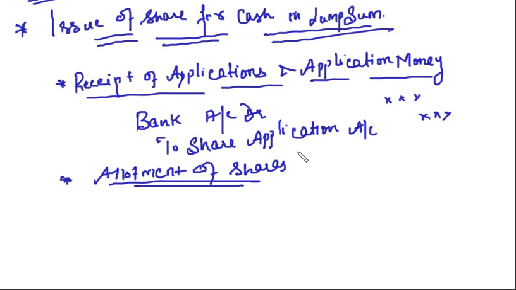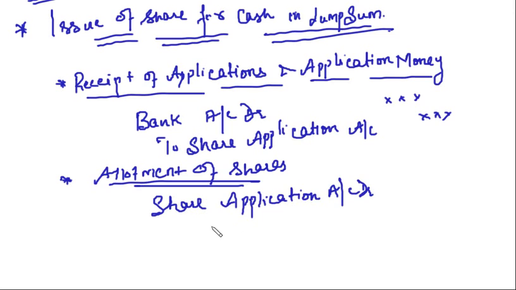Ultimately, what is the aim of issuing shares? We want to raise capital. Capital is shown on liability side. Capital will be credited and what will be debited? Share application money will be debited. Share application account debit to share capital. Try to read these journal entries.